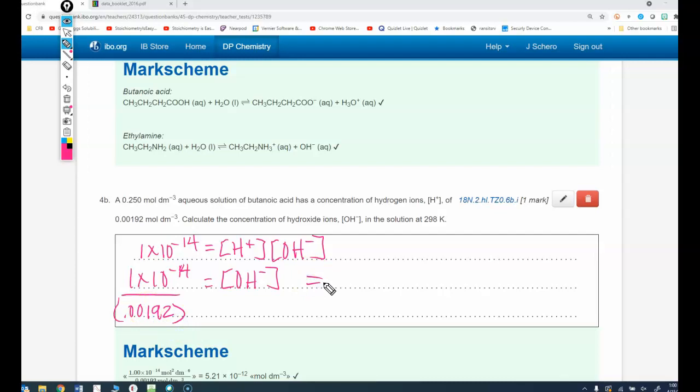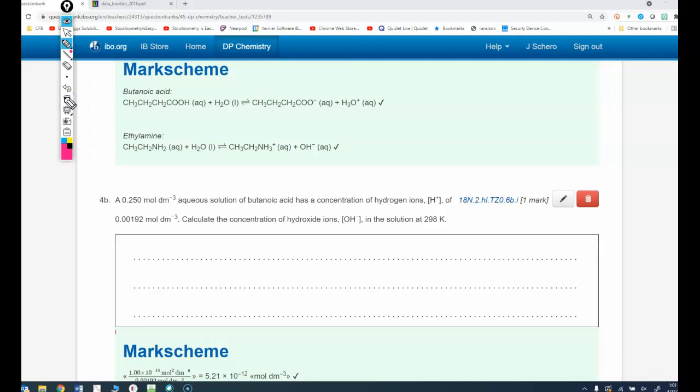So to be able to find that, we're just going to use our math real quick. 10 raised to the negative 14 divided by 0.00192. And I'm getting 5.2 times 10 to the negative 11. Oh, I know why. I have an extra 10. I should have had 1 raised to the negative 14, not 10. So my math was wrong there. That is a calculator issue on my part. Okay, so that's what you should have gotten for your answer. That should have been that easy.